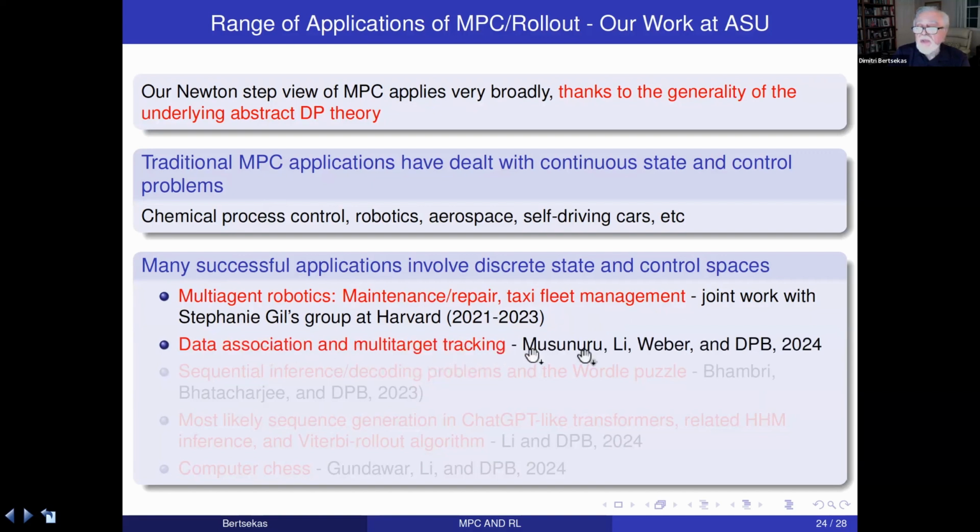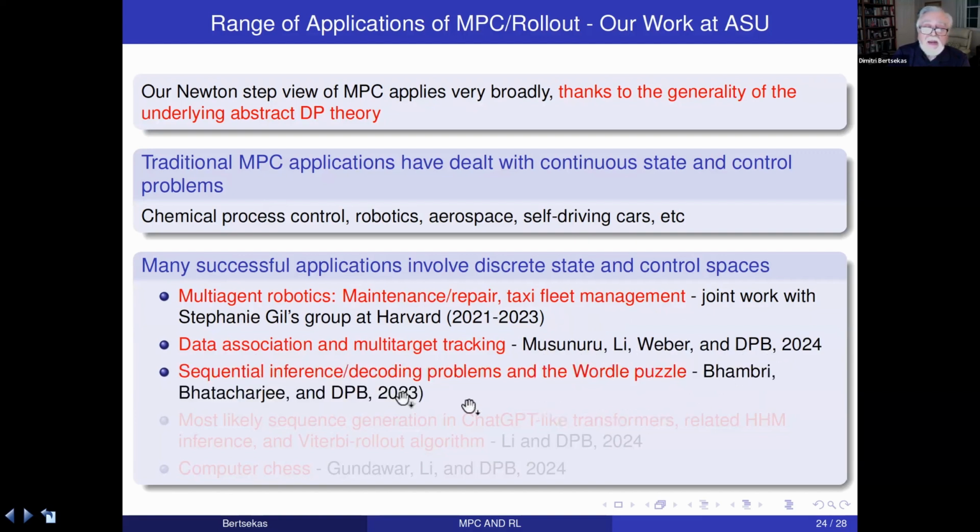Another computational study that's recent involves data association and multi-target tracking, and it has 4 authors: Platyusha Musunuru, Yuchao Lee, Jason Weber, and myself. There has been work on sequential inference and sequential decoding problems, and the New York Times word puzzle, and this is work with 2 of my students, Siddhant Bambri and Amrita Bhattacharjee.